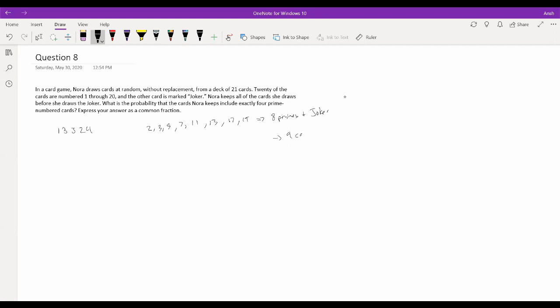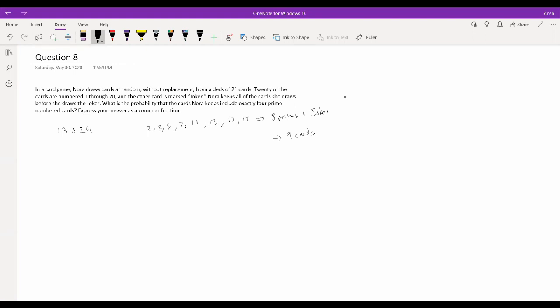So if we just look at the permutations of these 8 primes and the 9 cards, we want to find the number of permutations of these 9 cards where the joker comes at the 5th card, meaning 4 primes are before the joker, the rest are after the joker, and the joker is right in the middle, it is the 5th card.